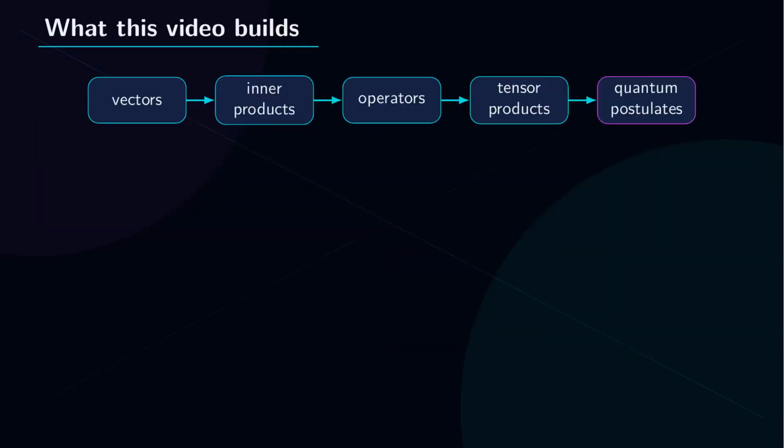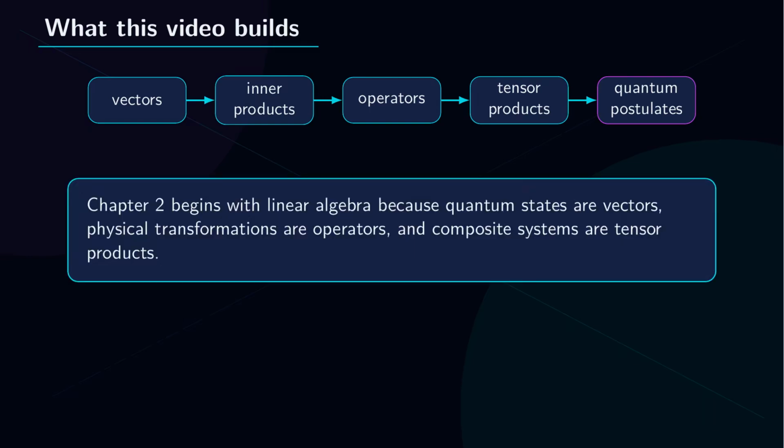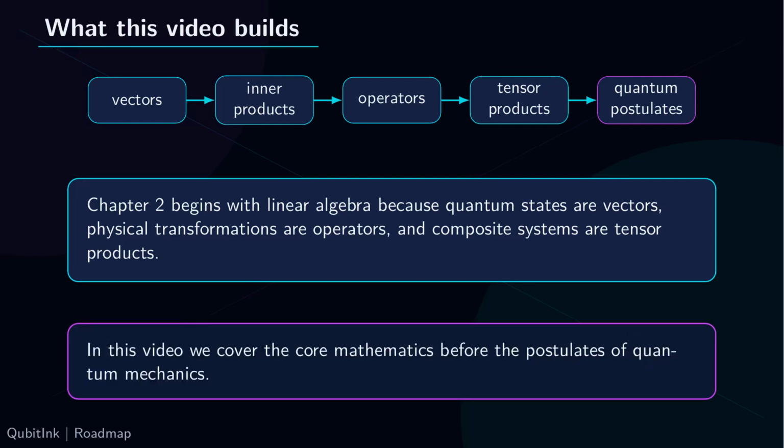The ideas in this video form a chain. We start with vectors and inner products, move to operators, then combine systems with tensor products, preparing the language needed for the quantum postulates. This order is not arbitrary. Quantum states are vectors, physical transformations are operators, and composite quantum systems live in tensor product spaces. So our goal here is mathematical preparation. Once these objects are familiar, the physical postulates of quantum mechanics become much easier to state and interpret.